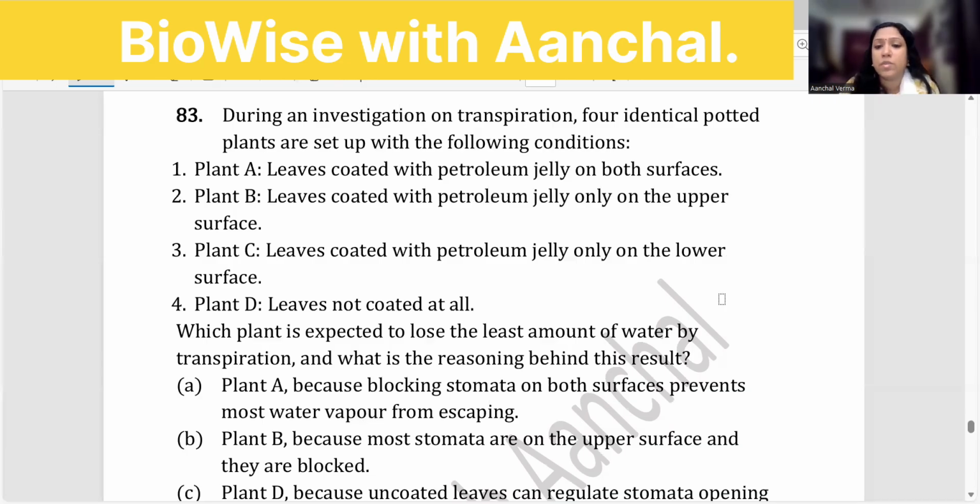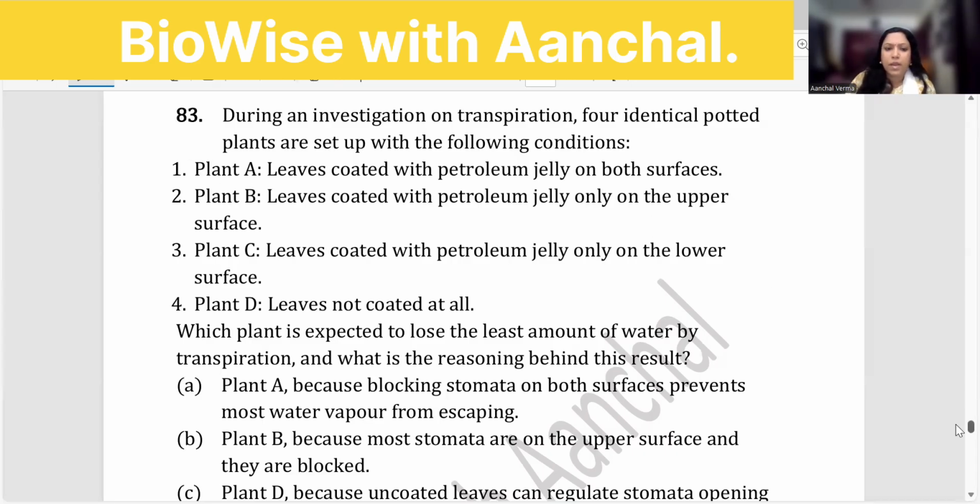Plant B, leaves coated with petroleum jelly only on the upper side of the surface. Plant C, leaf coated with petroleum jelly only on the lower surface. Plant D, leaves not coated at all. Which plant is expected to lose the least amount of water by transpiration, and what is the reasoning behind this? Now, least amount of water will be lost by plant A, correct?